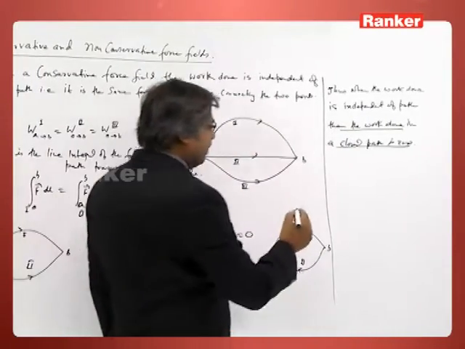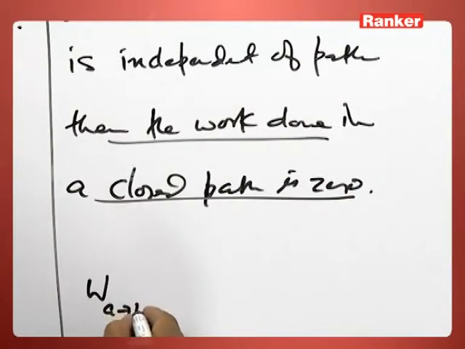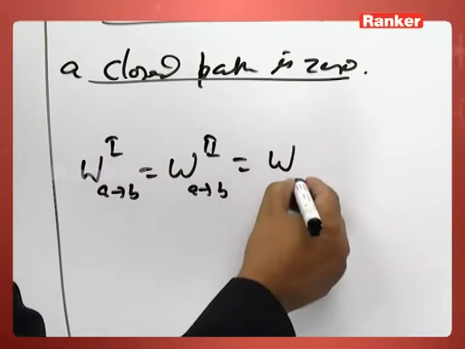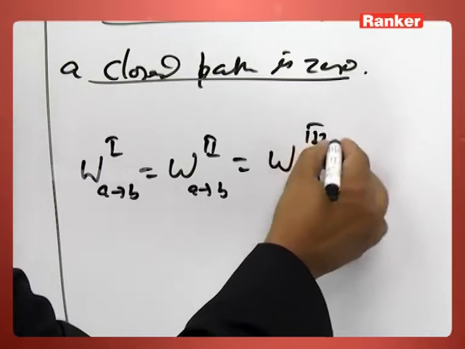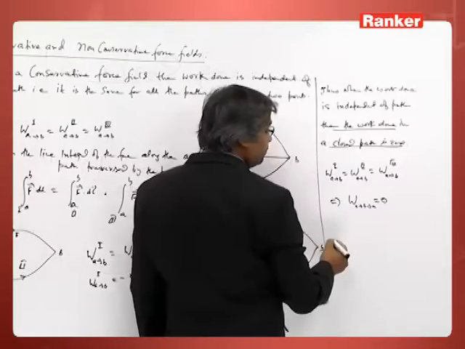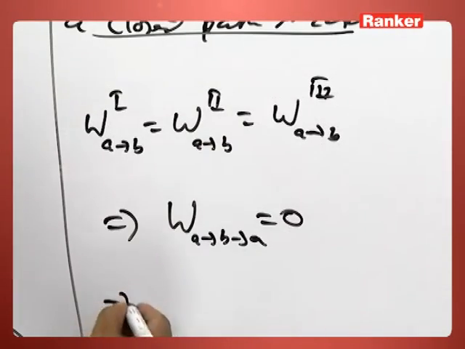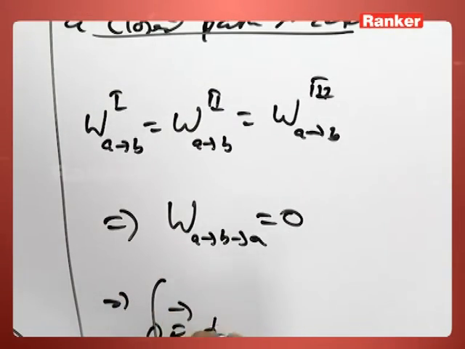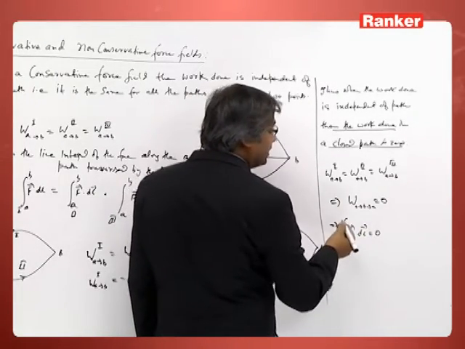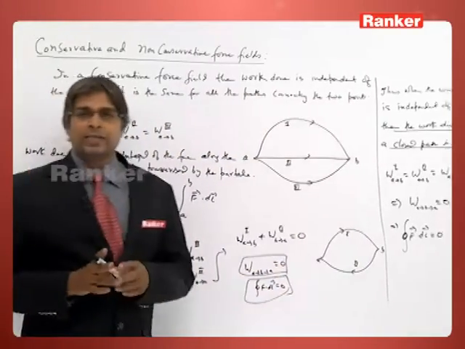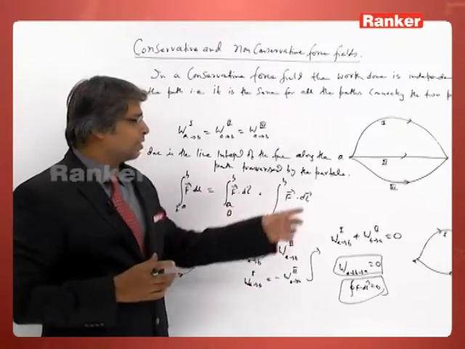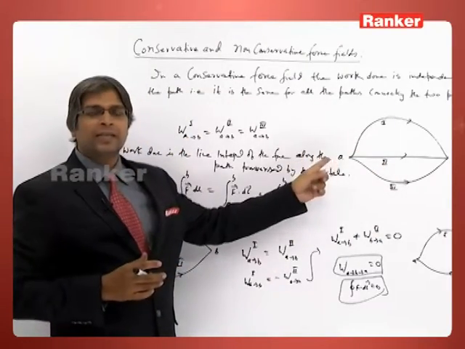So the moment I say that work done from A to B by path 1 is equal to work done from B to A by path 2 is equal to work done from A to B by path 3, this implies work done from A to B and back to A is 0. So that implies that work done, that is F dot dl along a closed path, this circle means closed path, is 0. So this is the property of a conservative force field, that the work done is independent of the path or work done in a closed path is 0.